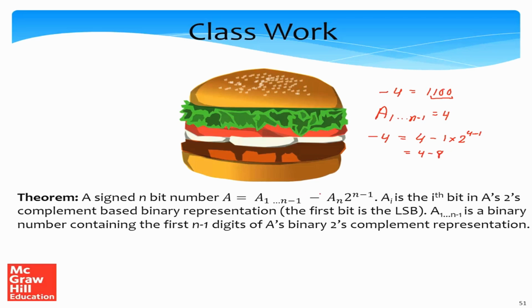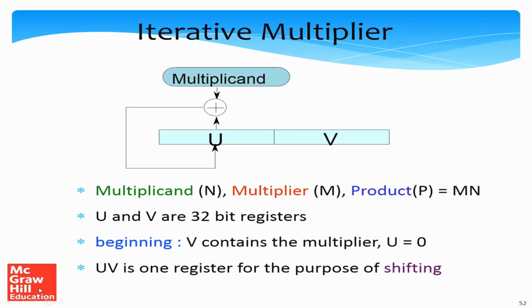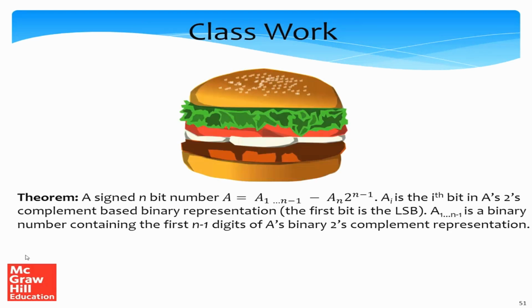So the question is, why does this thing hold? We have already proven this in chapter 2, but we want to prove it once again because we'll be heavily using this result in all our work on multiplication as well as division. So we want to ensure that we understand this very, very well. As I said, for positive numbers this is trivially true because An is 0. So if we just discard the MSB, the number remains the same and A is equal to the number made by the first n minus 1 bits.